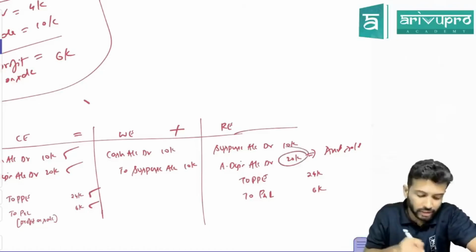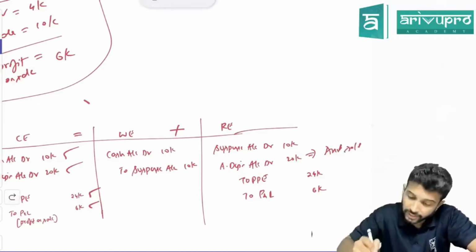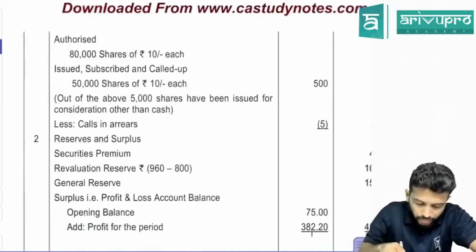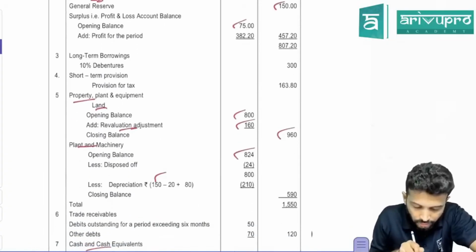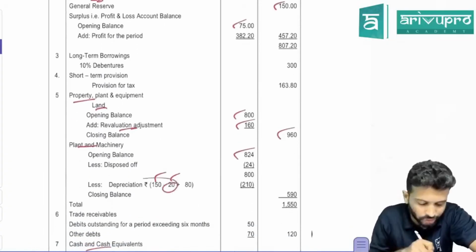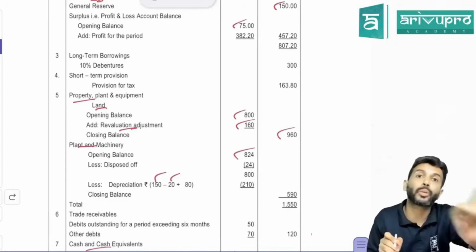Not required. So 20,000 provision for depreciation you need to reduce. Check, have they reduced? Note number 5. This one, depreciation 20,000, they have reduced. All the numbers are in thousand. So 20 they have reduced.